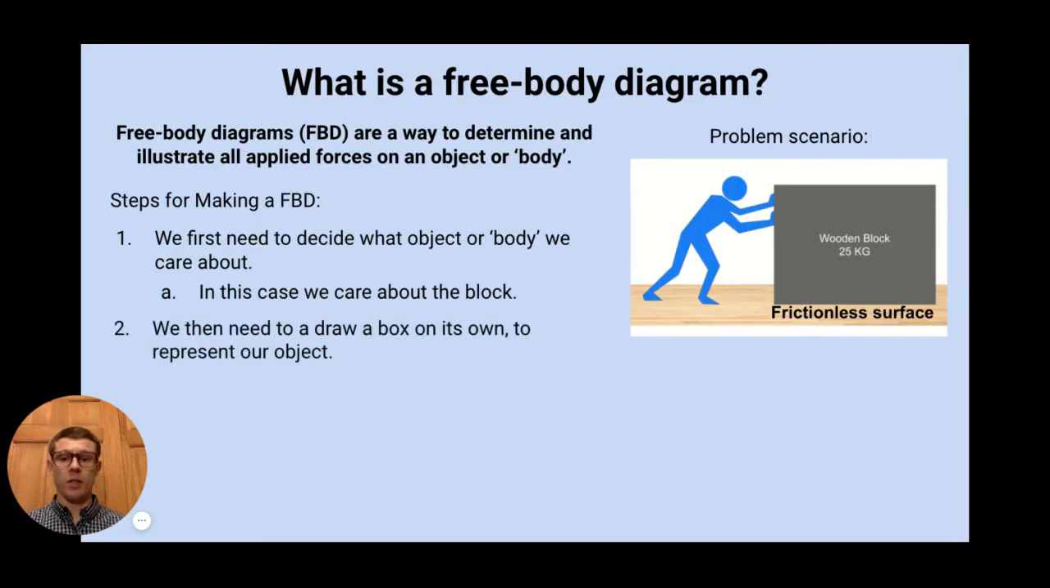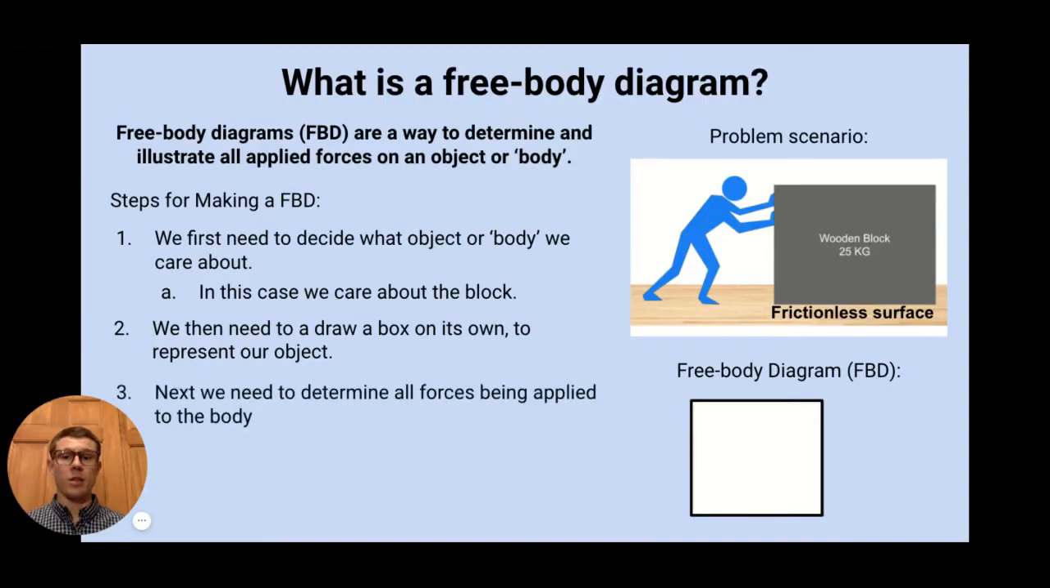We then need to draw a box on its own to represent our object. So here's a box on its own. This is the beginning of our free body diagram. Note that regardless of what our object or body was, we're always going to represent it with a square. This could be a car, it could be a block, it could be really anything, but it's always represented by a box. Next, we need to determine all the forces being applied to this body.